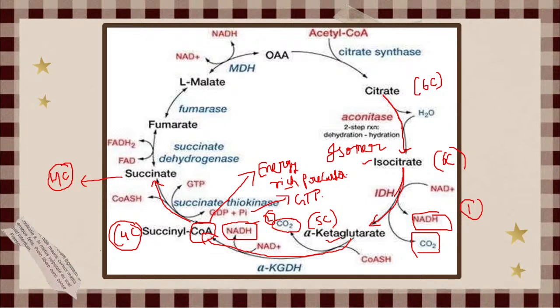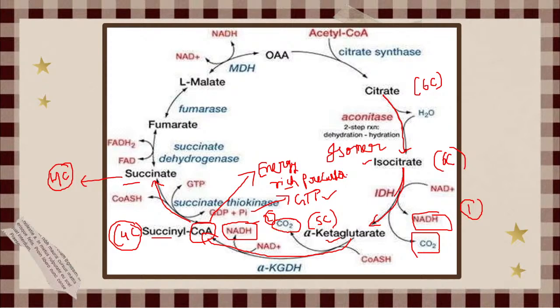Understand once again, when the succinyl-CoA is converted into succinate, there is no change in the carbon number. Since the CoA is releasing, CoA is an energy rich precursor. That energy can be utilized by the GDP and Pi to form this particular GTP molecule. That's the point I want you to remember.